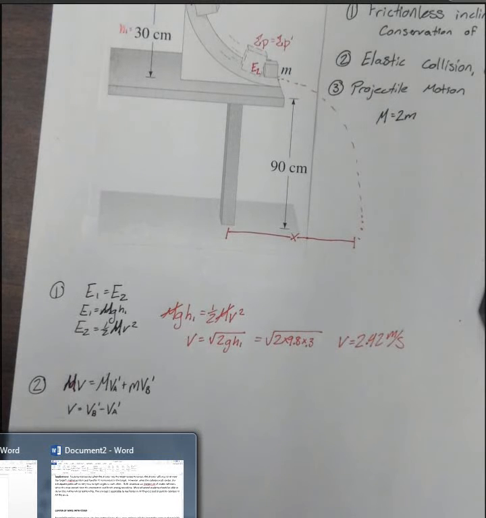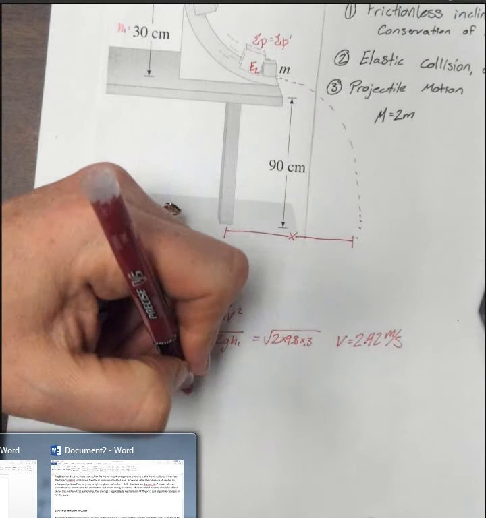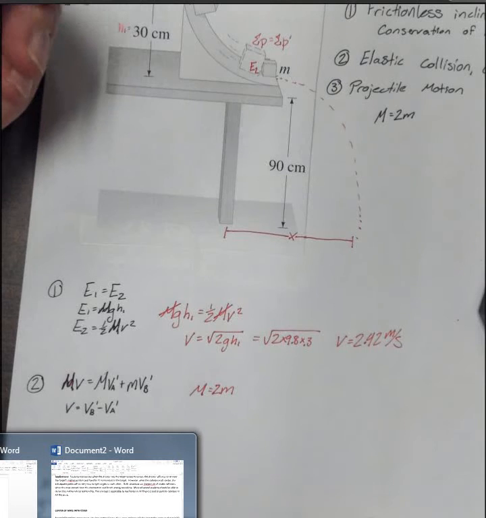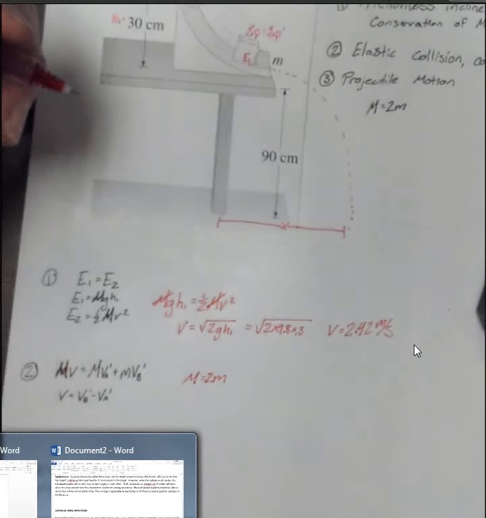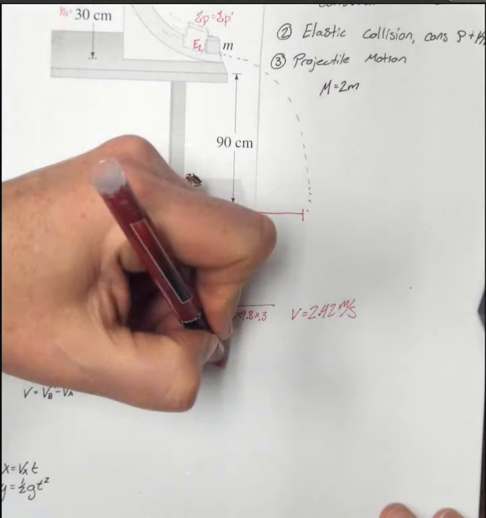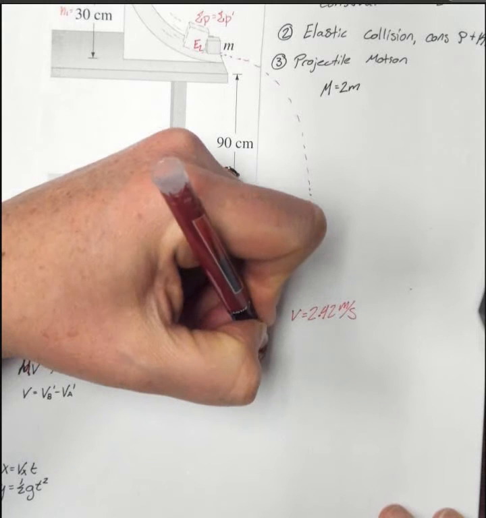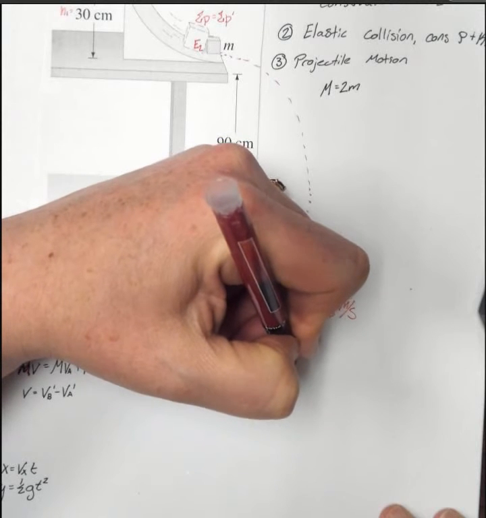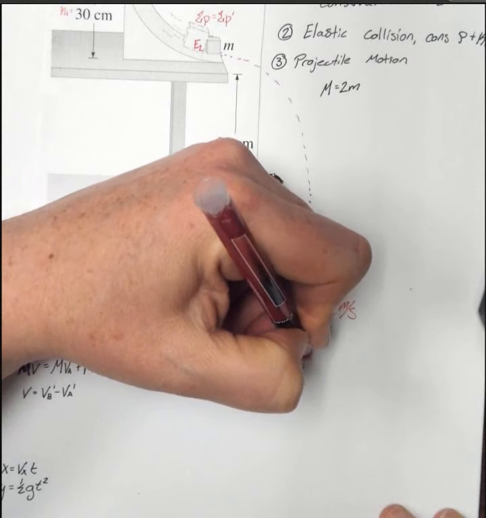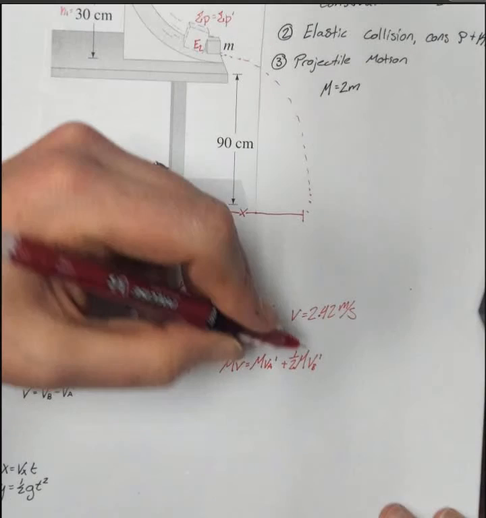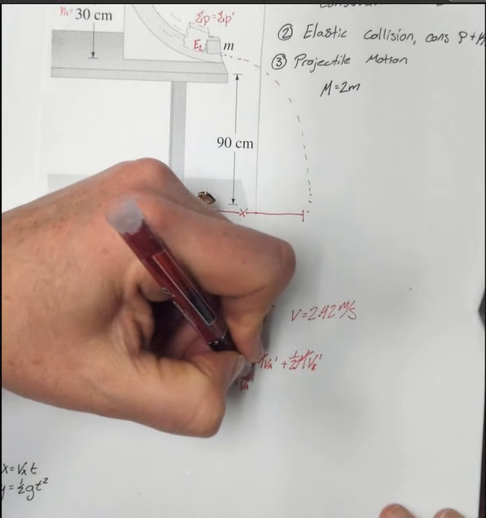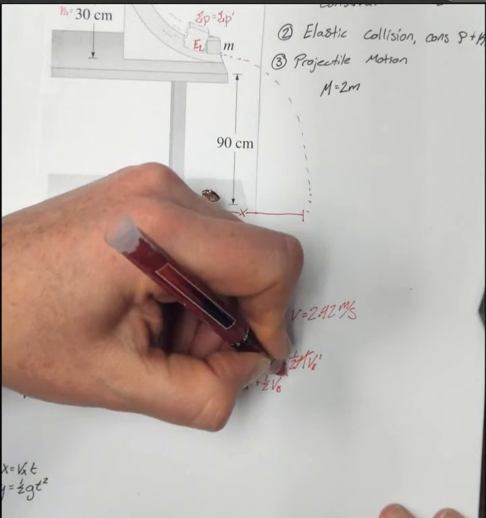The problem says it elastically strikes another cube. So let's look. Large M is going to be equal to twice the mass of the little mass block. So we do a combination there so that we can reduce our equation. We get mv equals mVA prime plus 2, so 1/2, mVB prime. Now I can eliminate those masses, and I get V is equal to VA prime plus 1/2 VB prime.